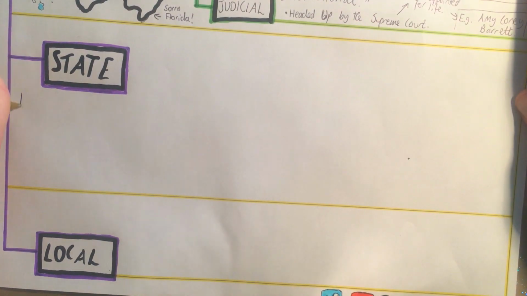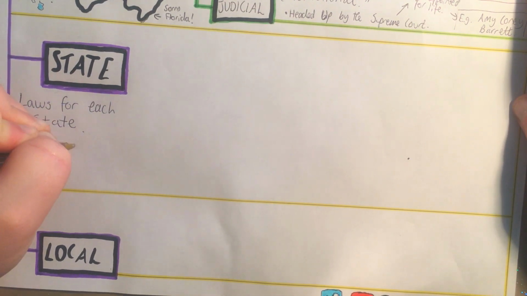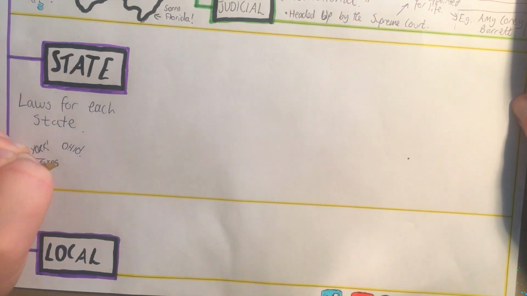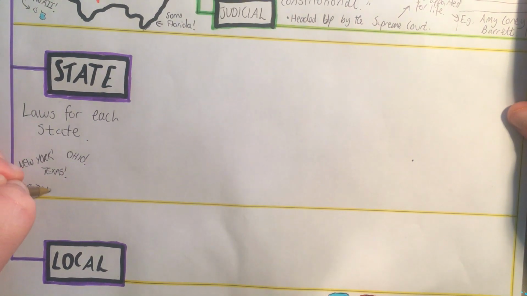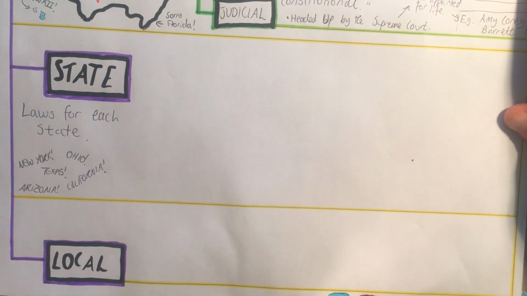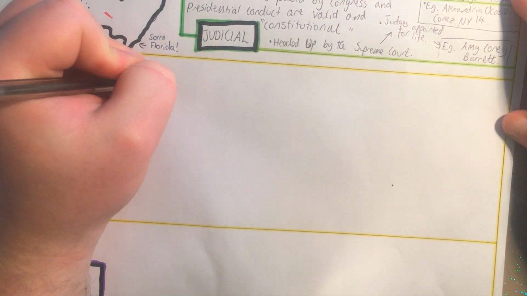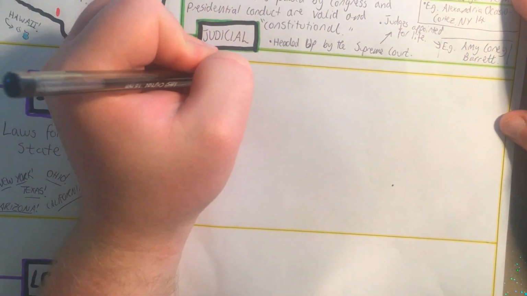So obviously, at state level, it's the laws for each state. Each state, whether it's New York, Ohio, Texas, Arizona, Arkansas, California, Oregon, Washington, Utah, Montana, Missouri, Mississippi, Michigan, Wisconsin, all of these states, all 50, they all have their own state government. Their own state level of government.